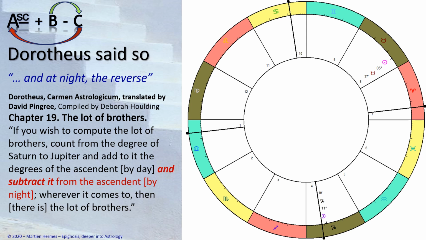This is a text fragment, a citation from the work of Dorotheus, as translated by David Pingree, but compiled by Deborah Houlding. This is what he says on the lot of brothers. If you wish to compute the lot of brothers, count from the degree of Saturn to Jupiter and add it to the degrees of the ascendant by day and subtract it from the ascendant by night. Wherever it comes to, then there is the lot of brothers. So this quite clearly says that you have to count in reverse order, and in this case you do not change the formula of the lot of brothers, because it goes from Saturn to Jupiter, both in day and night charts. So that's interesting.